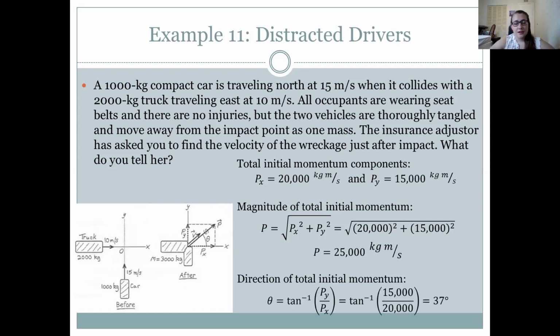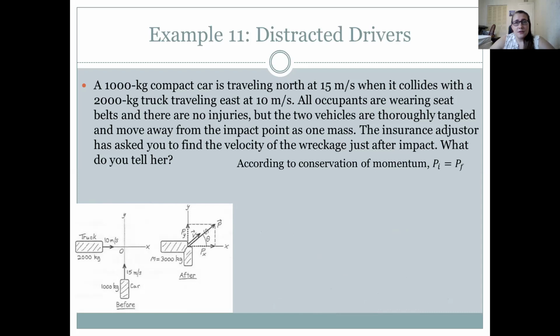The direction, again, we learned this equation when we talked about vectors way back at the beginning of this class. The direction is the inverse tangent of the Y component over the X component, which ends up as a 37-degree angle. Okay, so that's our initial momentum, but we know as well that due to conservation of momentum, the initial momentum is the same value as the final momentum. So we also know that our final momentum should be the mass times the final velocity. That's just how we calculate momentum.